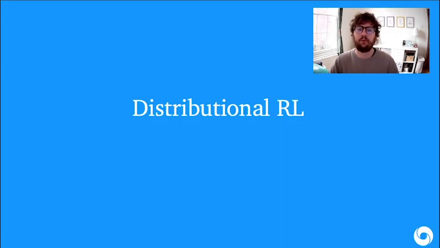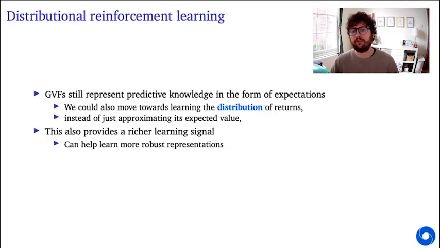The final topic for today is what is referred to as distributional reinforcement learning. In all our discussions so far, GVFs were still representing predictive knowledge in the form of expectations, so expectations of the cumulative discounted sum of some scalar quantity, as usual. Another approach that has been proposed is to instead move towards learning distributions of returns instead of expected values. This generalizes the usual prediction problem in a different direction. Instead of changing the cumulant or the discount or the target policy that we're making predictions about, it changes the type of predictions that we make, so that we predict not expected values, but full distributions of return.